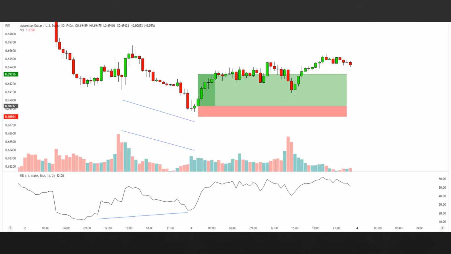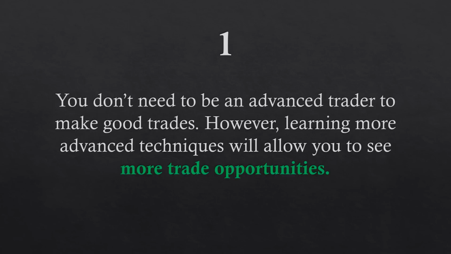It's time now to make some conclusions about everything we saw in this course. Number 1, you don't necessarily have to be an advanced trader to make high-quality trades. You can trade very effectively using the techniques you learn in this course. However, learning more advanced techniques will allow you to see more trade opportunities and also higher quality trade opportunities that very few people are able to see in the market.